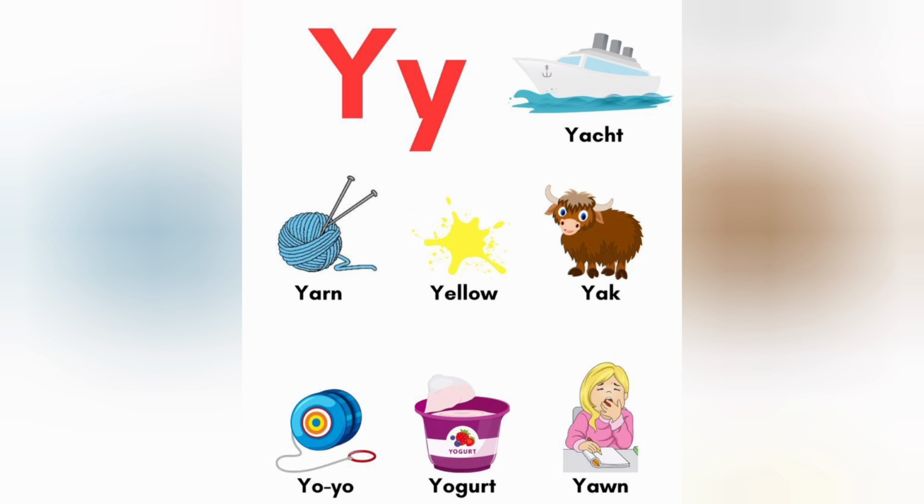Now let's repeat the letter with its sound. Y, yacht. Y, yarn. Y, yellow. Y, yak. Y, yo-yo. Y, yogurt. Y, yawn.